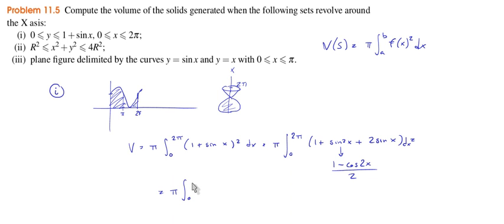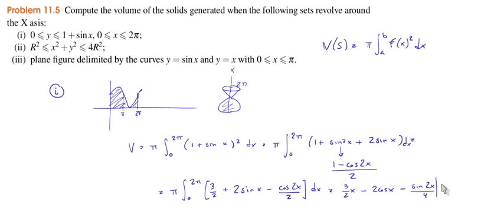So this is equal to pi times the integral between 0 and 2 pi of 3 halves plus 2 times sine of x minus the cosine of 2x over 2 dx. Right? And now this integral is 3/2 times x minus 2 times the cosine minus the sine of 2x divided by 4, from 0 to 2 pi.